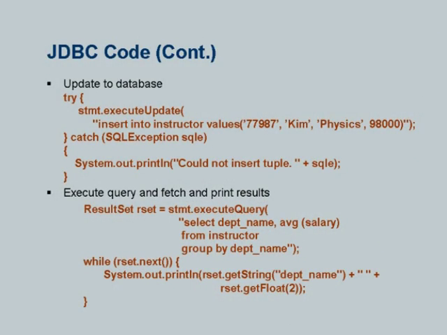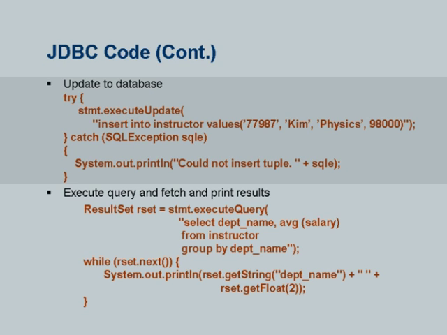Okay, so now let's see how to do actual work on the database. So the first example is to update a database by inserting something into the database. So here we have a piece of code which again encloses the work in a try catch so that if the update fails, you can immediately say, sorry, the update failed. So what is the update here?